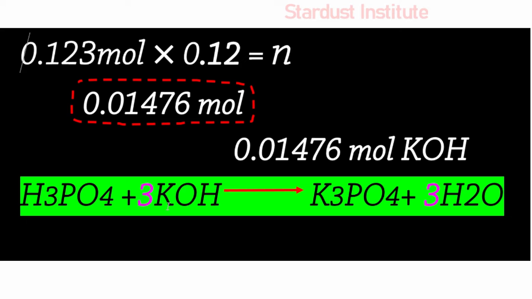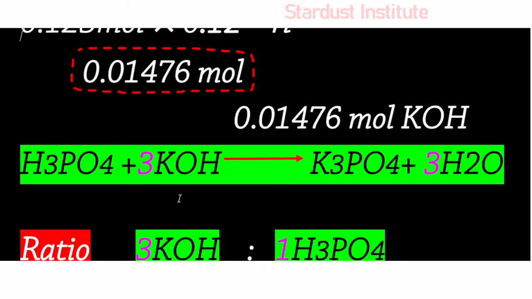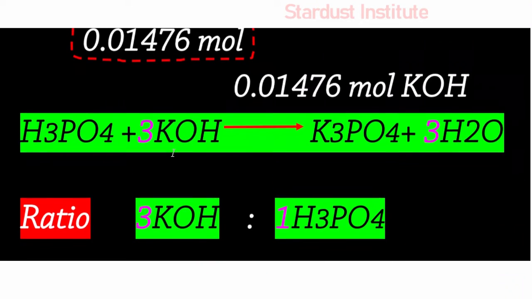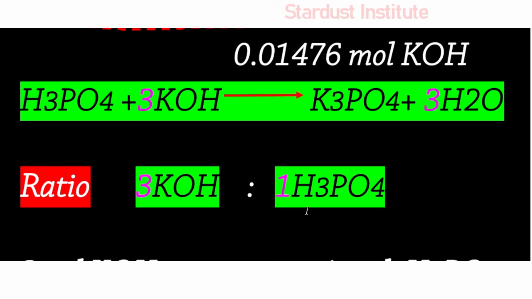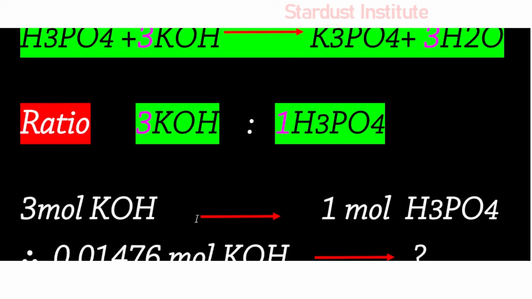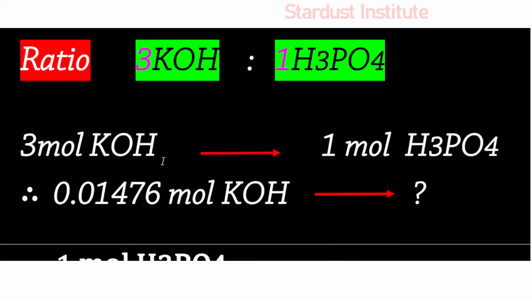I have written the balanced chemical equation here again. Now you can see the ratio. To react with 3 moles of KOH, 1 mole of phosphoric acid is required.